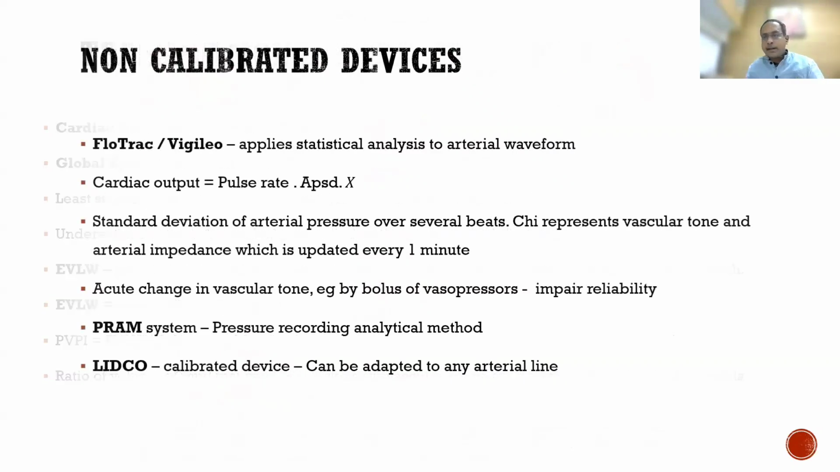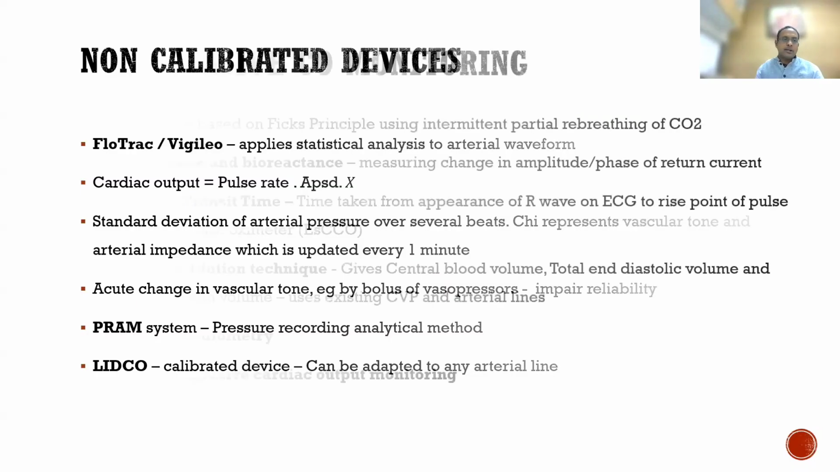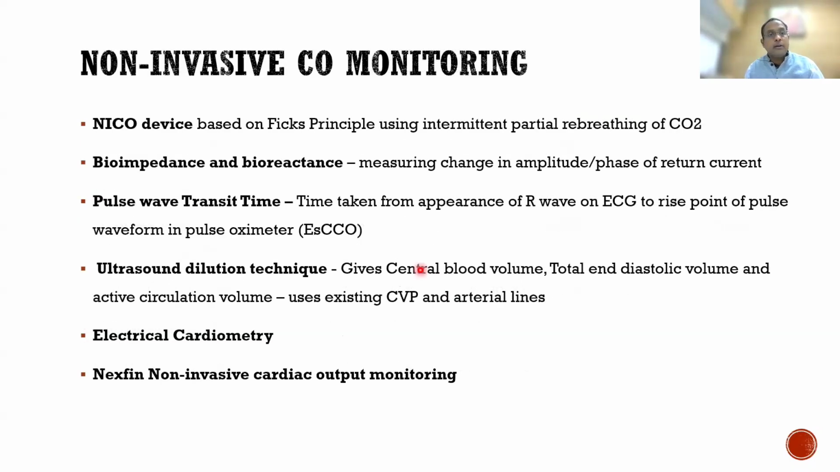Non-calibrated devices can be connected to any arterial line. FloTrac and Vigileo are prime examples, though these days the devices are probably not available. PRAM and Pressure Recording Analytical Method systems are other devices which can be used. And if you want to go completely non-invasive, you have the NICO device, based on the Fick principle, and bioimpedance and bioreactance can be used. Most of these devices are validated for operation theater use. Most of them are not, as of now, validated for ICU or medical patients who are critically ill.